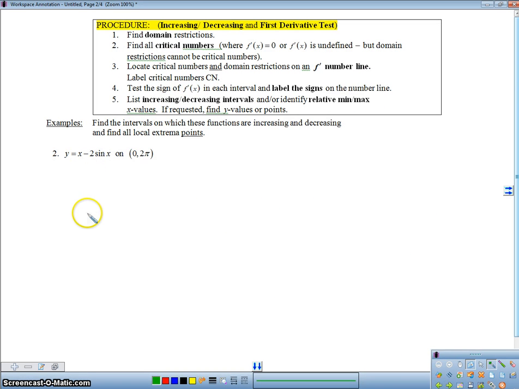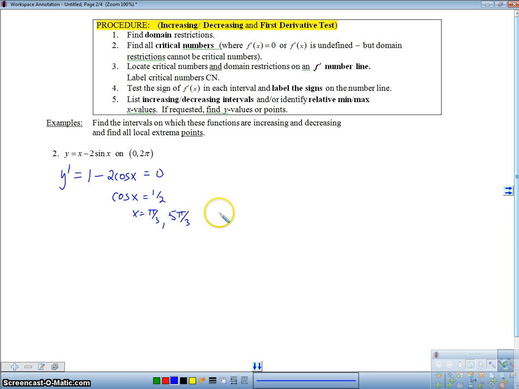So this time I have y equals x minus 2 sine x. So I'm going to look for the domain restrictions. No domain restrictions. So I'm going to take the derivative: 1 minus 2 cosine x. Set that equal to 0. Solve for x. And I get x equals pi over 3 and 5 pi over 3.